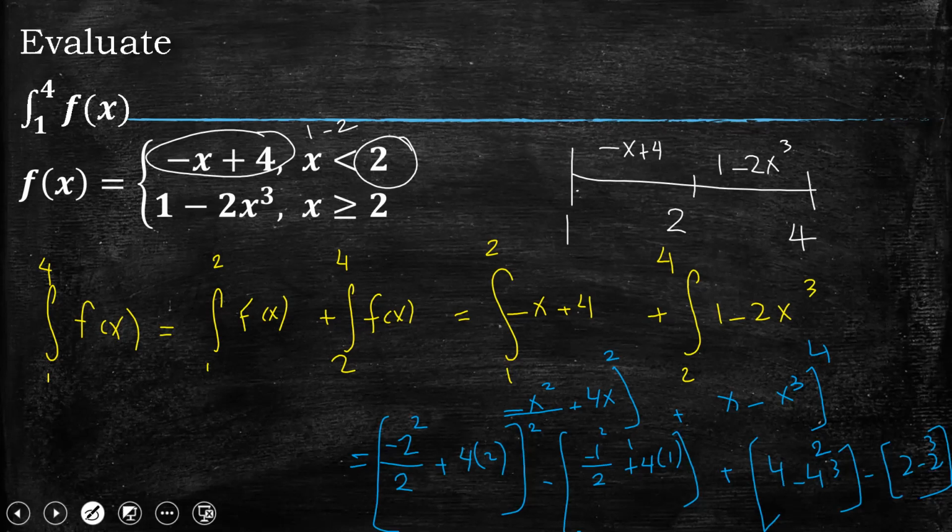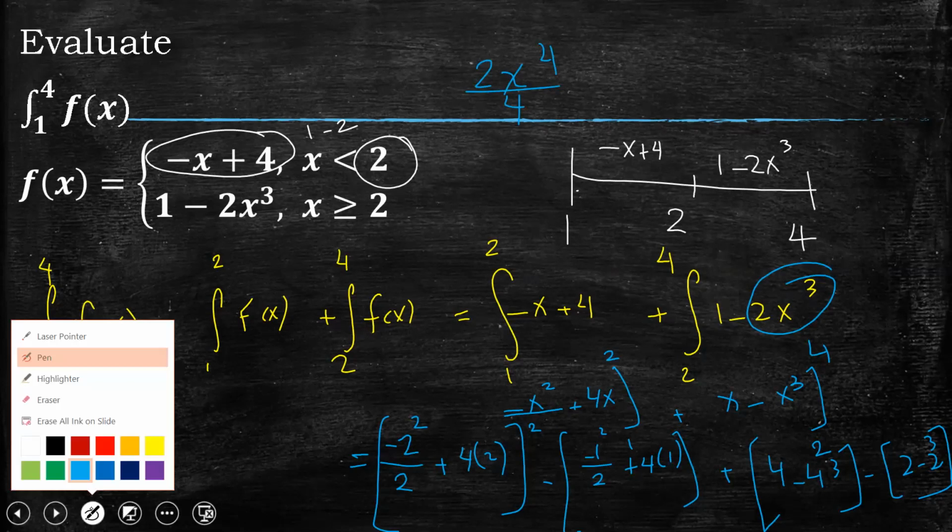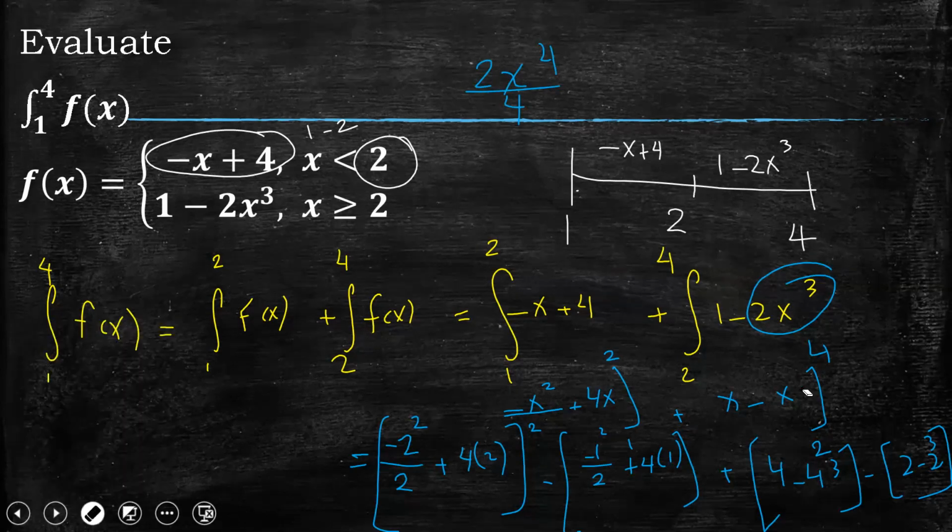Teacher, why is it x alone in the integration of 2x to the power 3? Why is it x to the power 3? Here, yeah, it is 2x to the power 4 over 4. Oh, it is half x to the power 4.